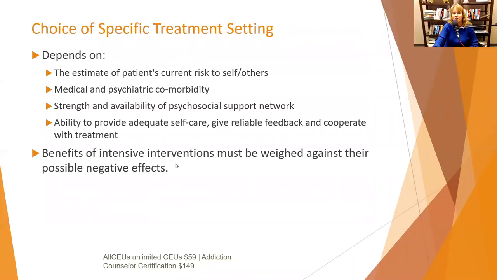Choice of specific treatment setting depends on the estimate of the patient's current risk to self or others, and their medical and psychiatric comorbidity. So psychiatric: if they're clinically depressed, we're probably going to put them in a higher level of care than if this suicidality is brought on by some sort of proximal precipitating event. But it may not be any less lethal, so we want to pay attention to that. But we've got to remember medical.